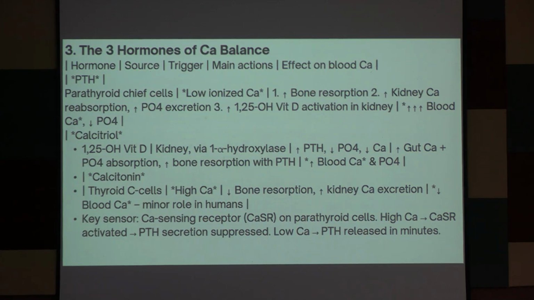Parathyroid hormone, source is chief cells. What is the trigger for releasing the parathyroid hormone? That is low ionized calcium. Main action is increase of bone resorption, increase in kidney calcium reabsorption and increase in phosphate excretion.